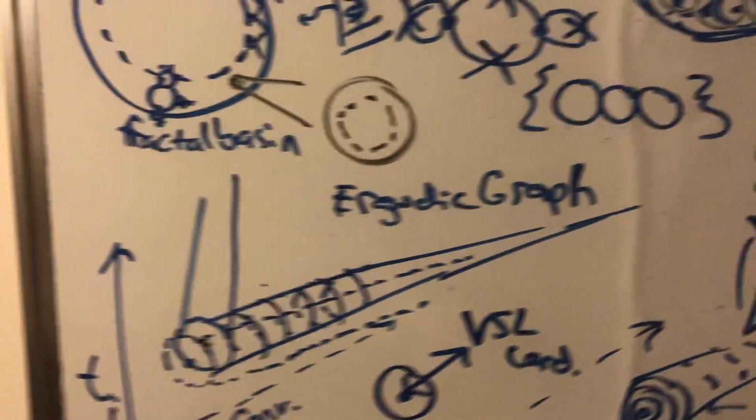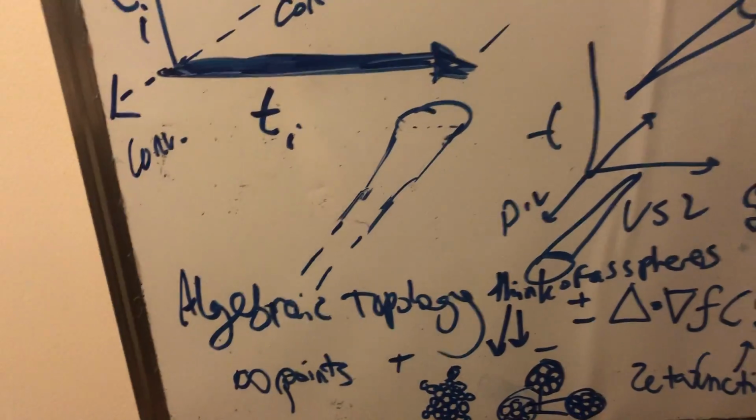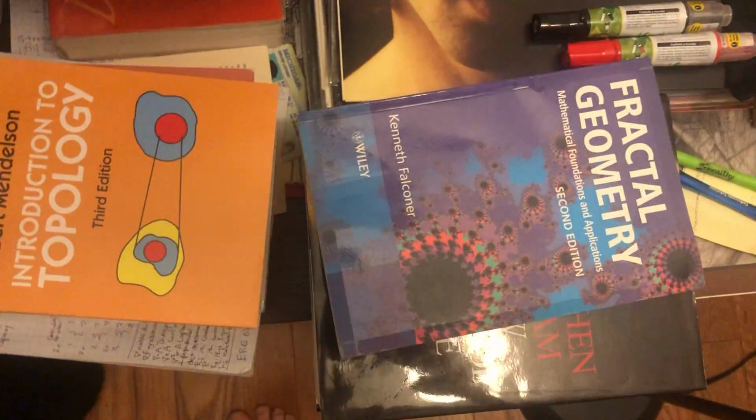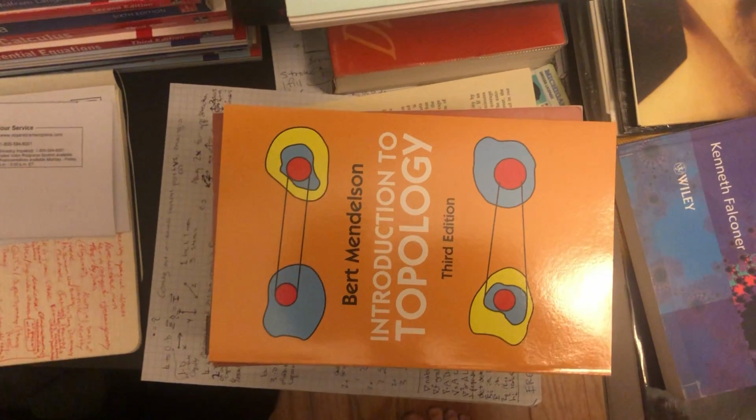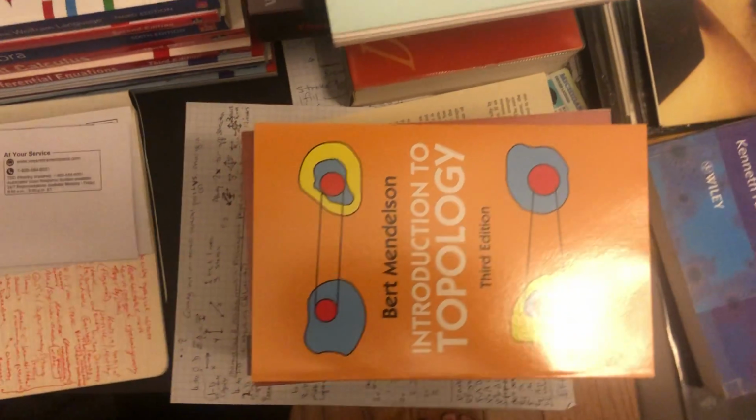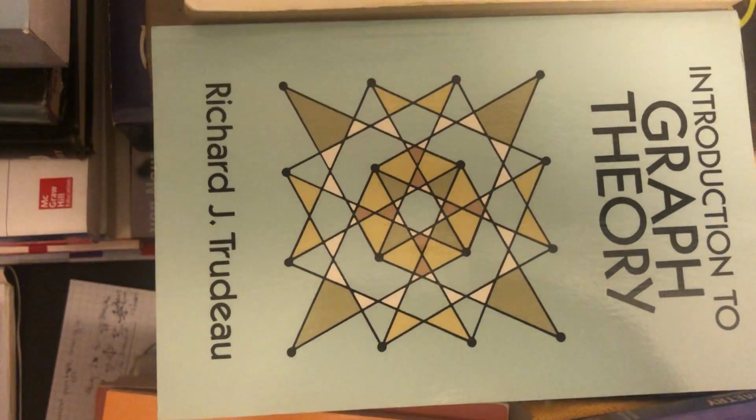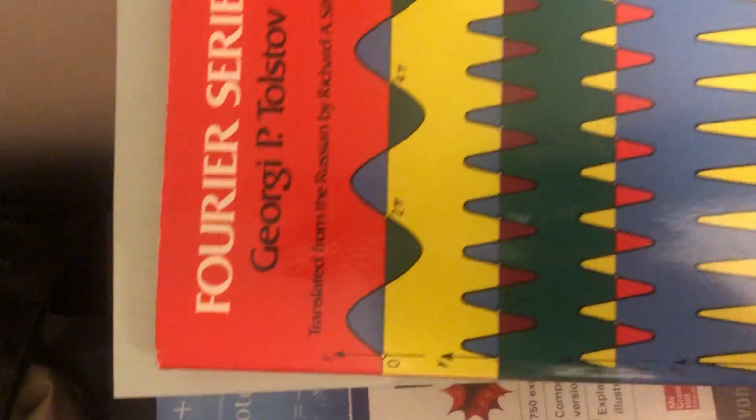So we don't really have the mathematics for it yet, but that's why I was studying algebraic topology, just to give you a quick look. I was studying this fractal geometry book by Kenneth Falconer, Topology by Bert Mendelson. These are all the Dover introduction books. Graph Theory by Trudeau, and Fourier Series by Tolstov.